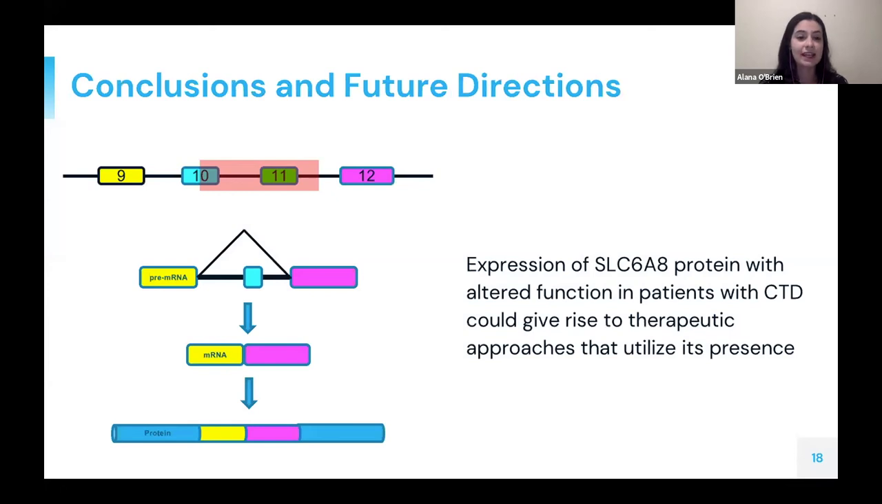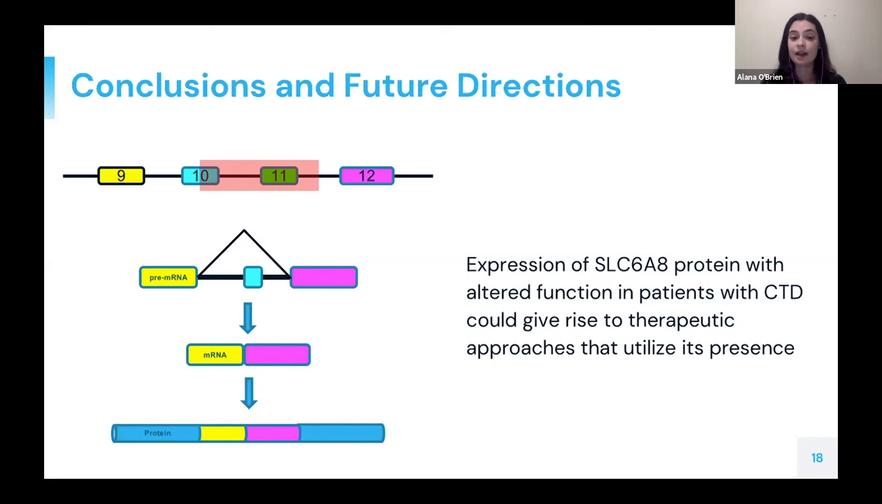So to conclude, we have a patient with a significant deletion in the SLC6A8 gene that encompasses part of exon 10, all of intron 10, all of exon 11, and a part of intron 11. And the pre-mRNA includes this remnant of exon 10 and intron 11. And the splicing skips over this exon 10, and we get an mRNA product that has exon 9 spliced to exon 12. And then potentially we could get a protein that translates exon 9 spliced to exon 12, and we don't include the amino acid sequence that comes from exon 10 and exon 11.